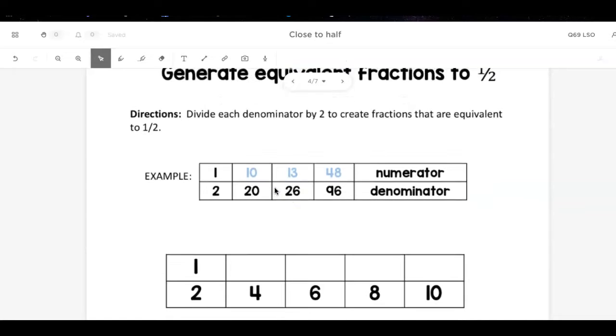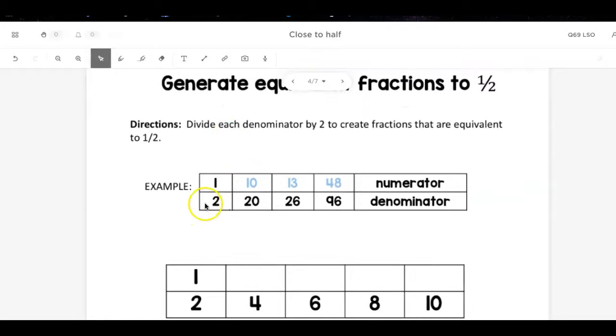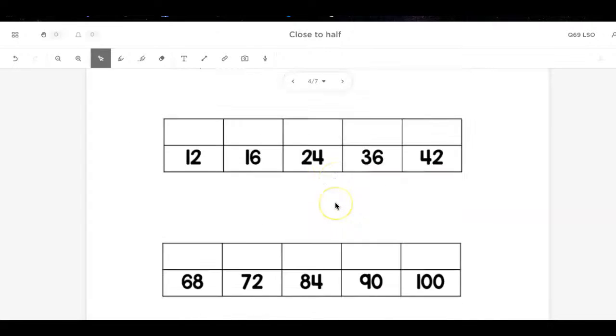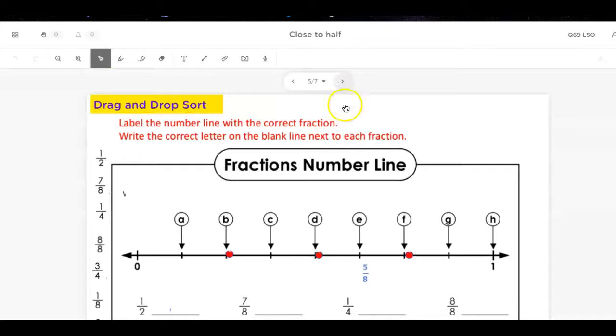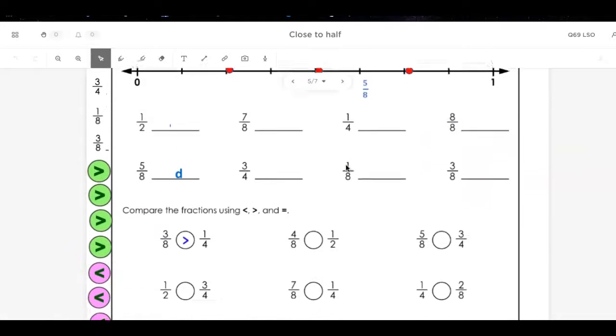Okay, here you are dividing each bottom number, each denominator by 2 to get the number on top, the numerator. So half of 20 is 10, half of 26 is 13, half of 96 is 48, and you're going to fill that out because we're dealing with halves today. Here is a drag and drop.